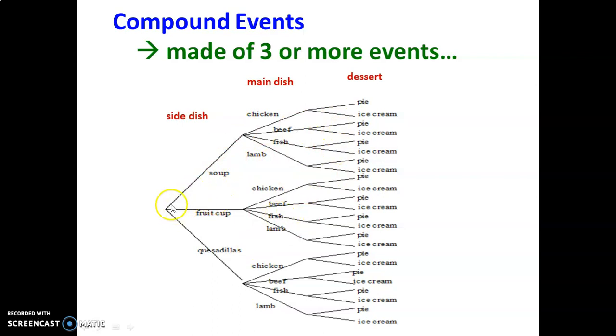Here's an example. You go to dinner, you choose a side dish, a main dish, and a dessert. So 1 branch for side dish, more branches from that for main dish, and more branches for dessert. You can show those 3 events like that.